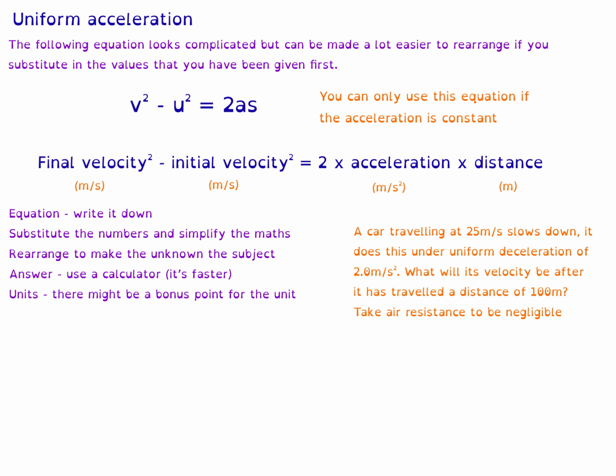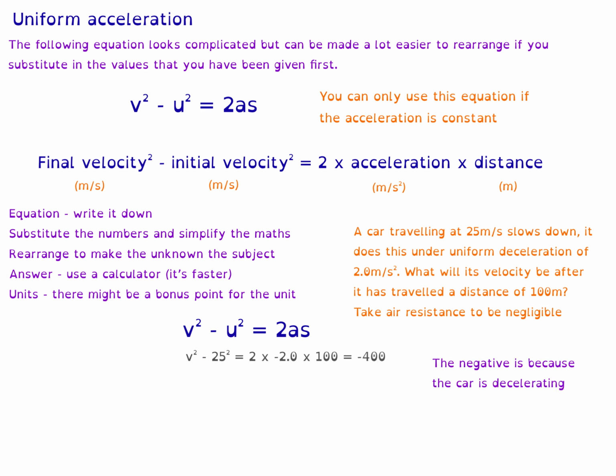So here's an example question. A car travelling at 25 metres per second slows down. It does this under uniform deceleration of 2.0 metres per second squared. What will its velocity be after it has travelled a distance of 100 metres? Take air resistance to be negligible. So we write down our equation, v squared minus u squared equals 2as, and then we substitute in our numbers.